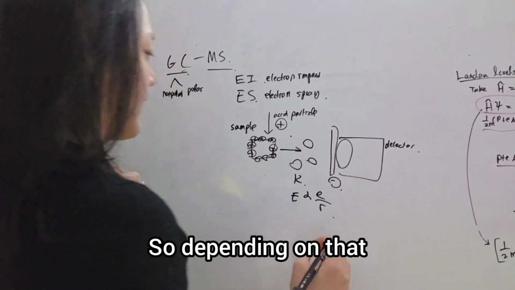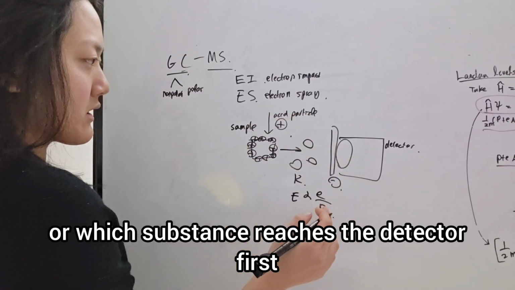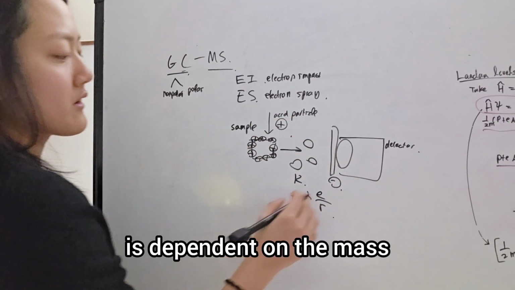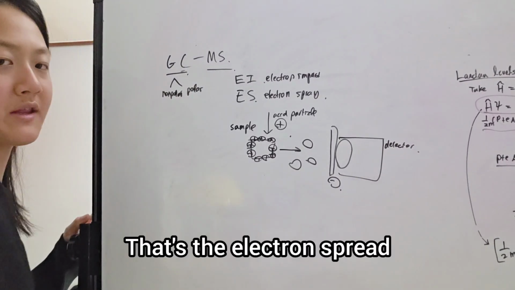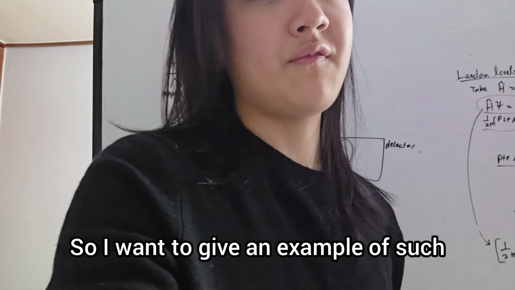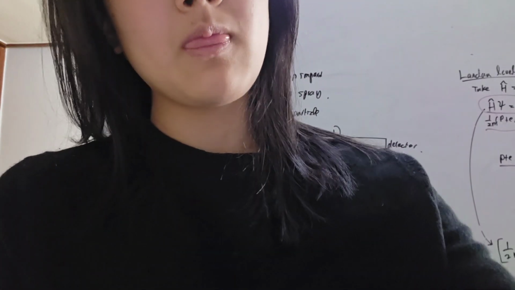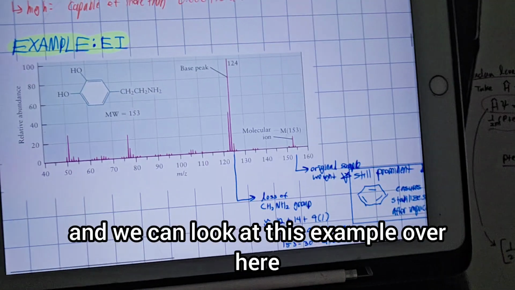So depending on that, which substance reaches the detector first, and the amount of substance, is dependent on the mass and how fast these particles can travel. That's the electron spray. So I want to give an example of such an example, and we can look at this example over here.